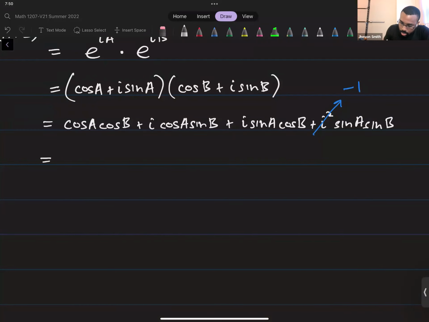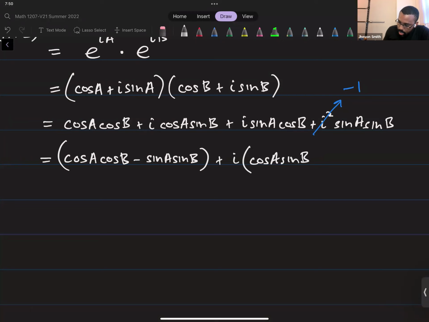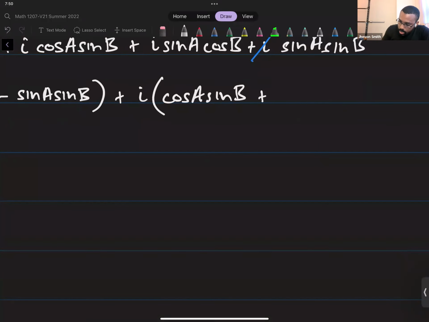So what I'm going to do is group the terms without the i's. So that's cosine A cosine B minus sine A sine B. Put the i's over here. That's going to be cosine A sine B plus sine A cosine B.